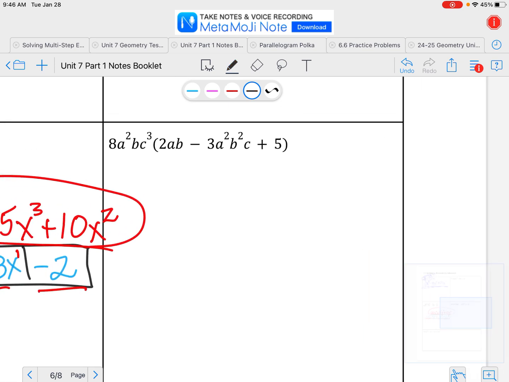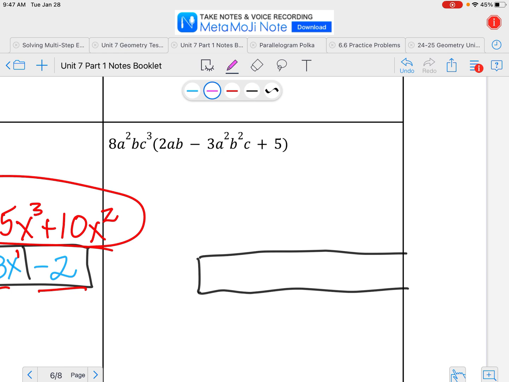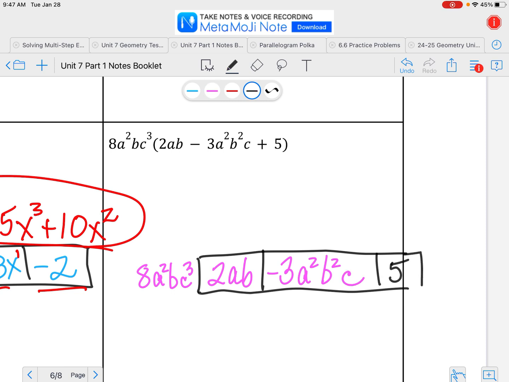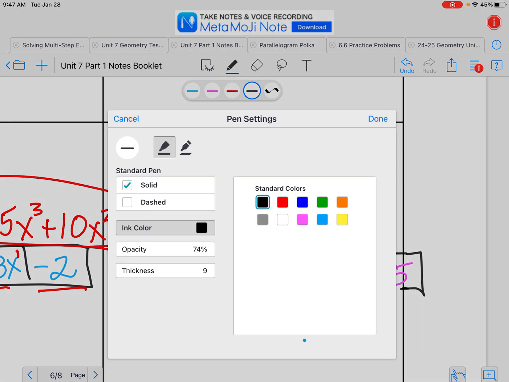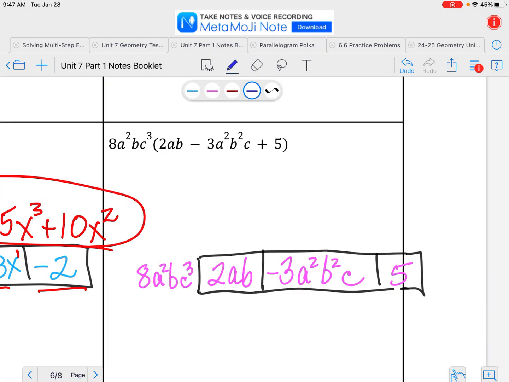Okay, let's make a box on this one. Oh no, this one has a bunch more letters in it. So here's the monomial, a squared bc to the 3rd. The first term is 2ab. The second term is negative 3, a squared b squared c. And the last term is a positive 5. Okay. Now, just multiply one at a time.